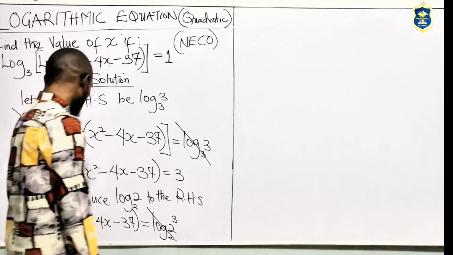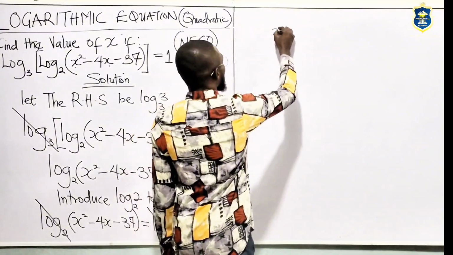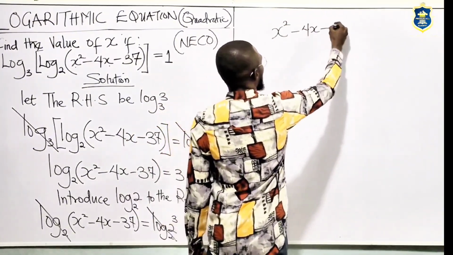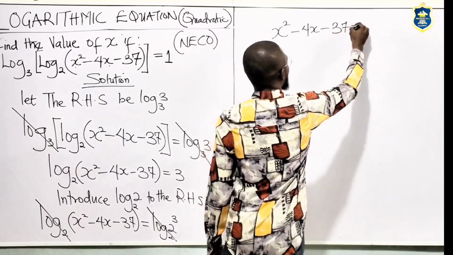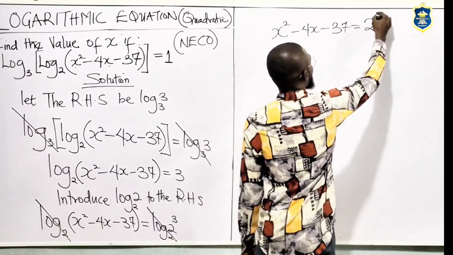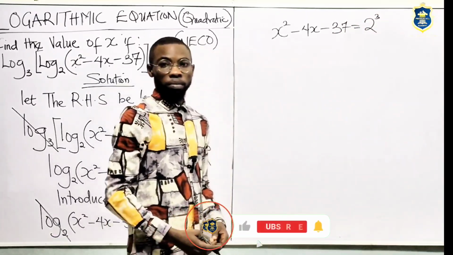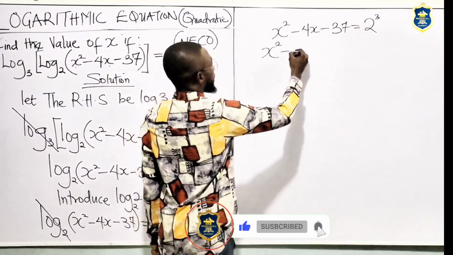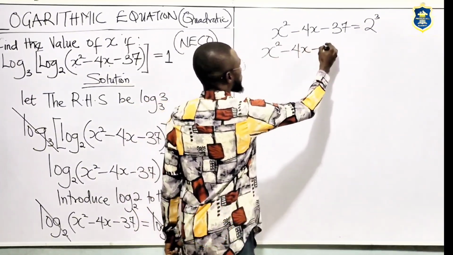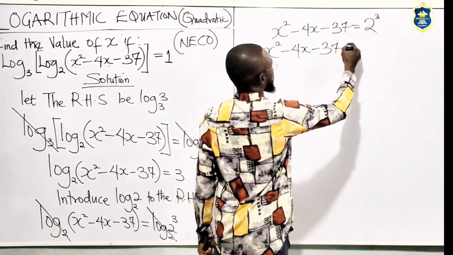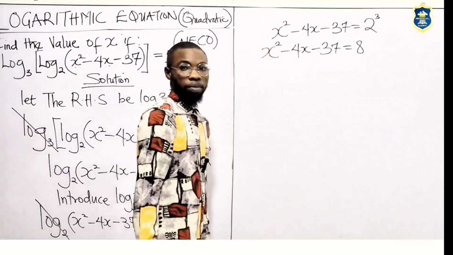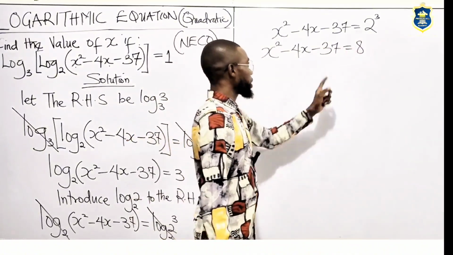So if we do that right, we're going to be left with what? We'll be left with x squared minus 4x minus 37 equal to what? 2 raised to the power of 3. That's what we'll be left with. Let's consider solving this further. With that, we're going to have x squared minus 4x minus 37 equal to what? 8, because 2 raised to the power 3 is 8, right? What do we do? We collect like terms, bringing this one in.